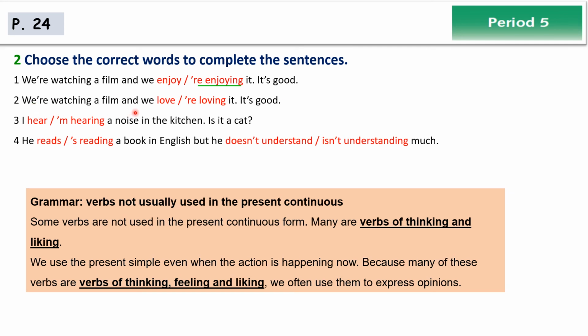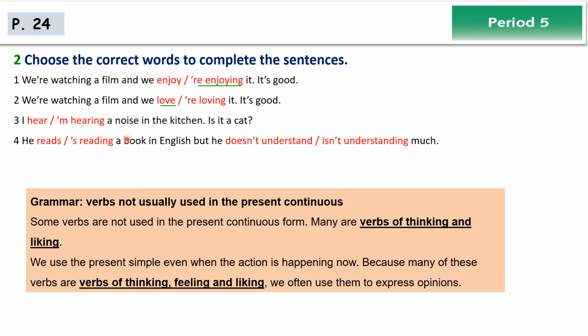We're watching a film and we love or loving. What type of verb is this? Yes, of course, love. Why? Because love is a verb of feeling. We can't say loving.